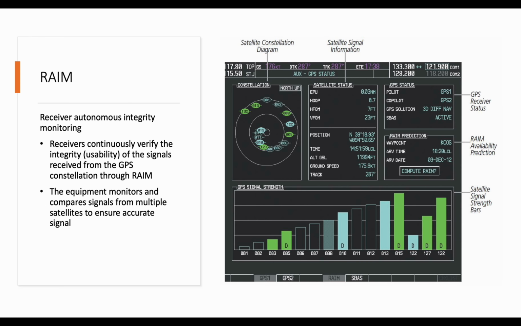Another system in place is RAIM, that stands for Receiver Autonomous Integrity Monitoring. It means that your system is monitoring the strength of your satellite signal to make sure that you're receiving a continuous and accurate signal.